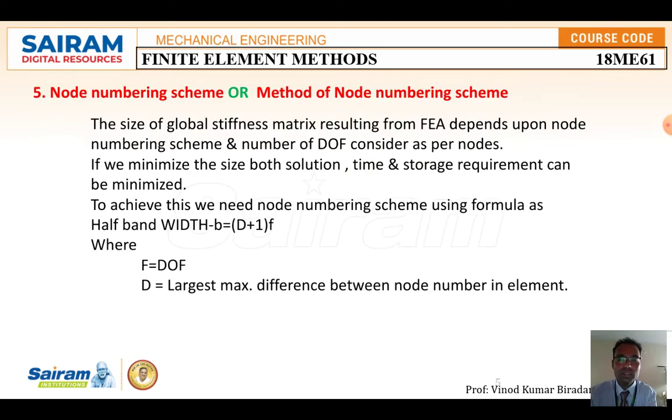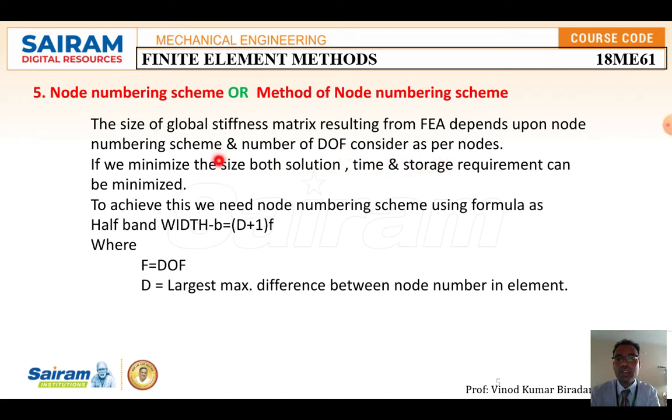The last one is the node numbering scheme. This is also very important, node numbering. They may ask you a 2 mark or 3 mark question: explain node numbering scheme. The size of the global stiffness matrix resulting from the finite element analysis depends upon the node numbering scheme, that is, how many nodes you use and the numbering of the degrees of freedom considered per node.